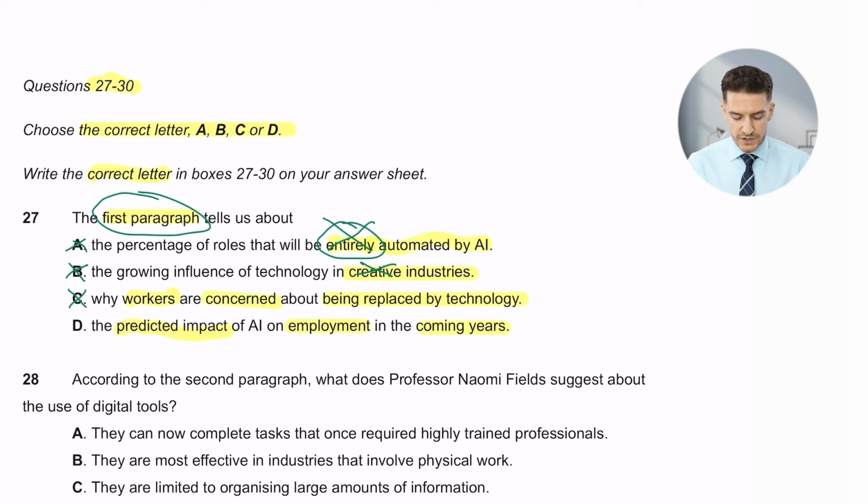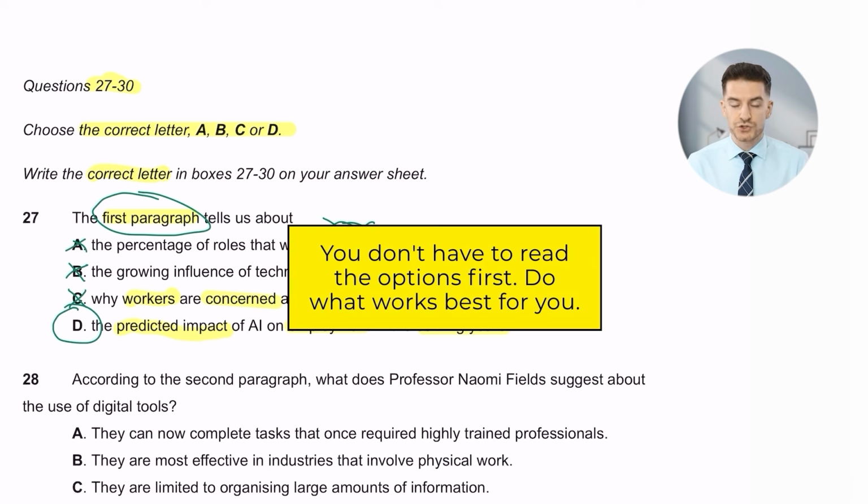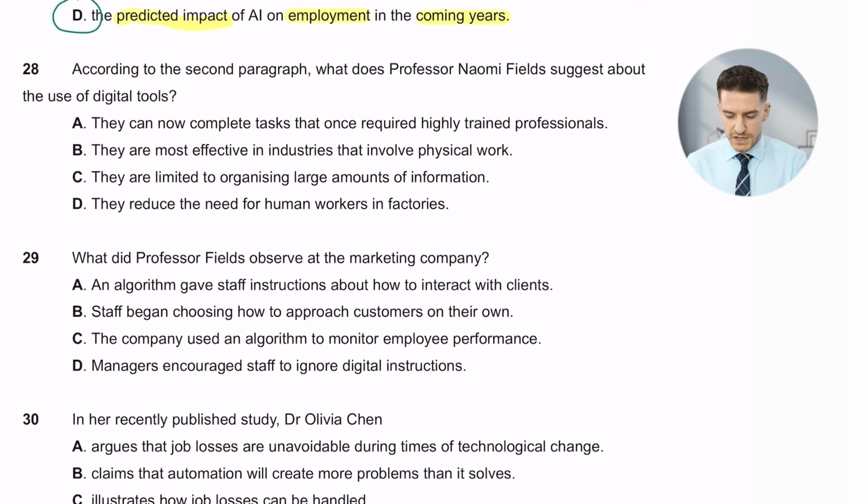And then let's have a look at D, the predicted impact of AI on employment in the coming years. Yes, that looks good because that's what it talks about. So that's how you should do multiple choice questions. So let's move on to the next one now, which is 28. According to the second paragraph. Again, this is really good because now we know exactly where to look.